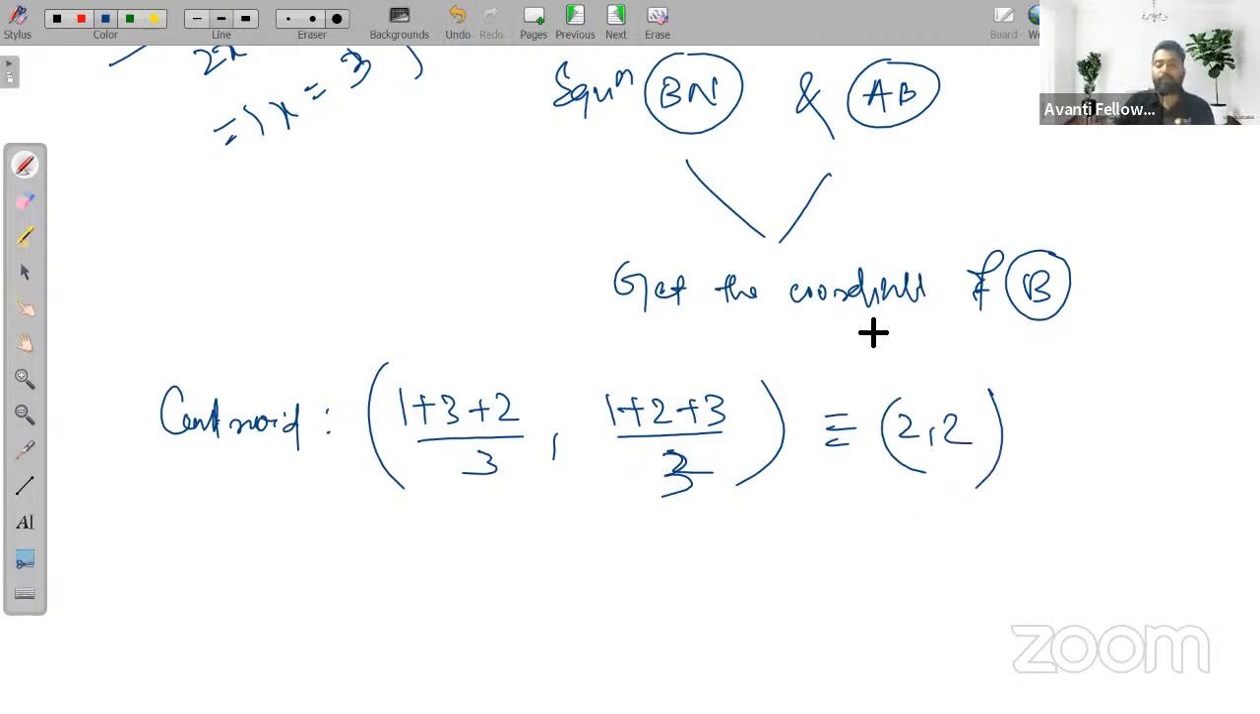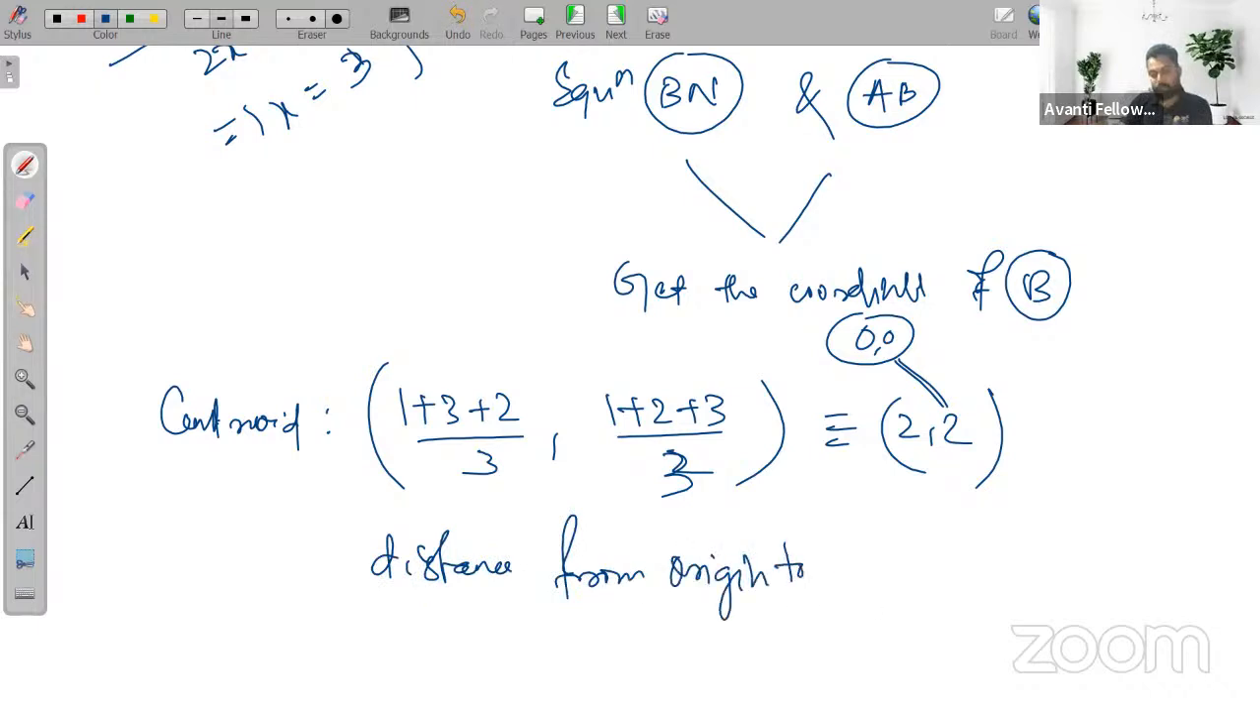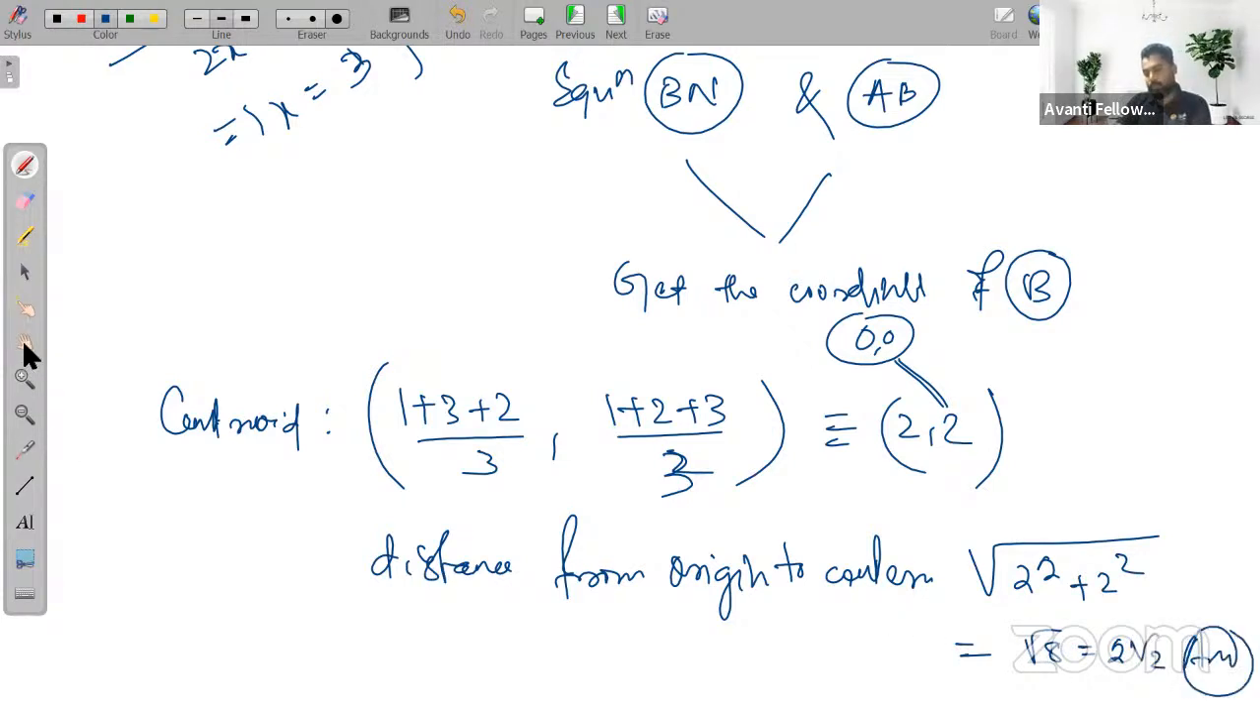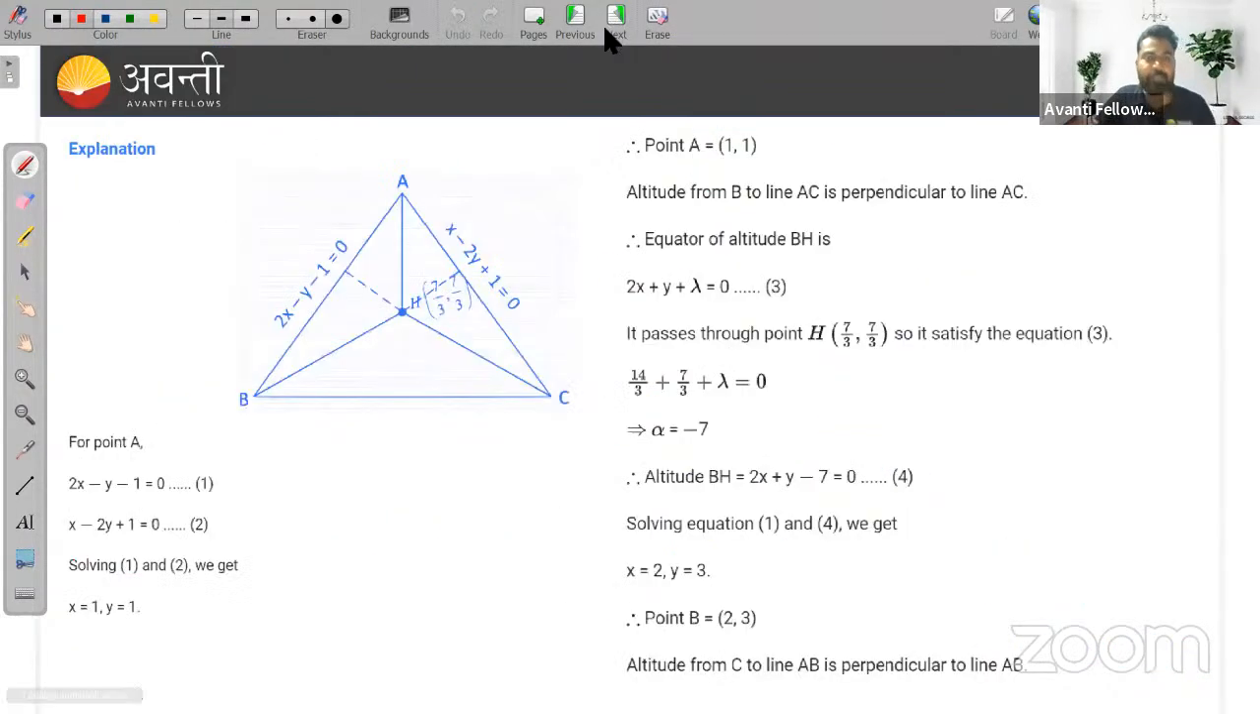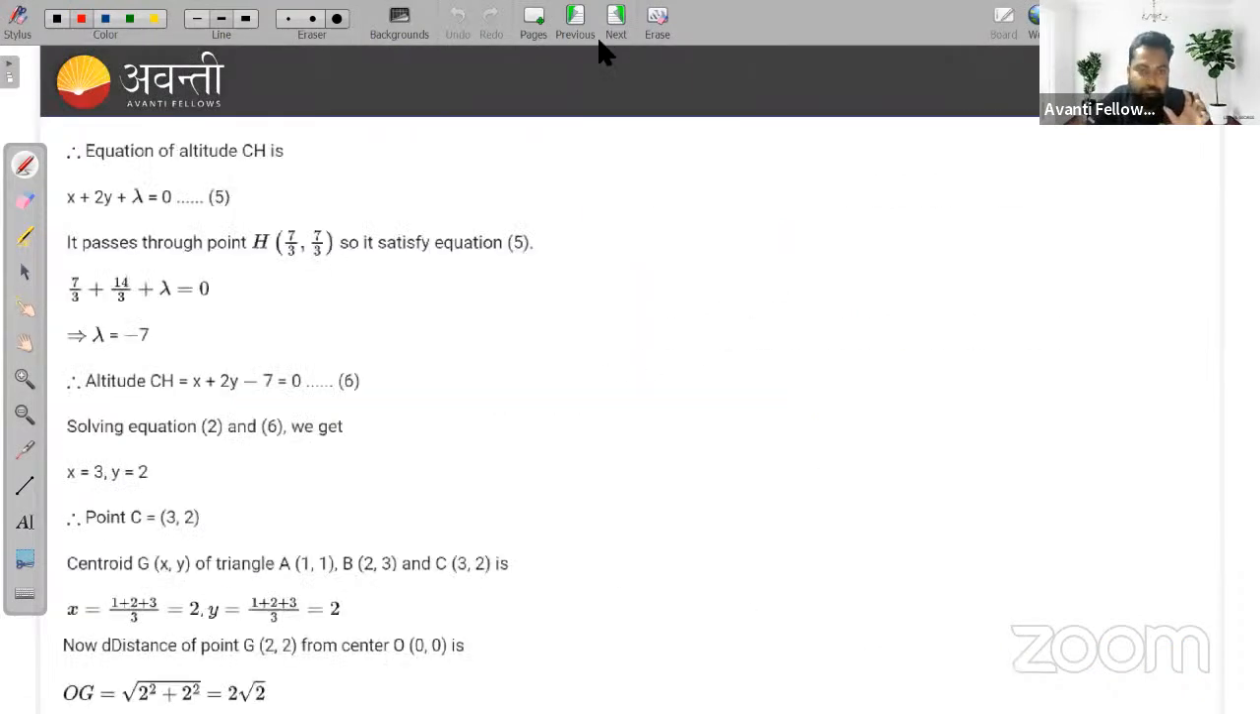And we need the distance from the origin to the centroid. That is the distance from the origin to the centroid, which is root of 2 minus 0 squared, that is 2 squared plus 2 squared, that is root of 8, that is 2 root 2. So the answer is 2 root 2. Clear? So the correct option is option C. Okay, come to the next question.